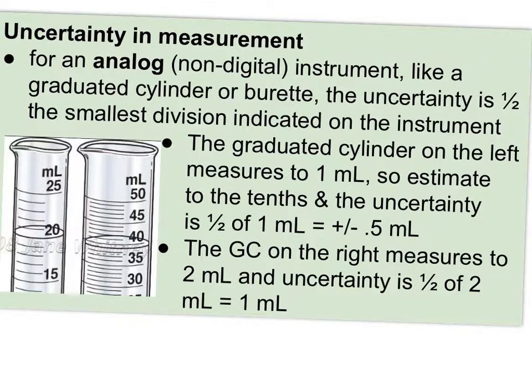For an analog or non-digital instrument like a graduated cylinder or buret, the uncertainty is 1/2 the smallest division indicated on the instrument. On the left, you'll notice that my graduated cylinder is marked to the nearest 1 milliliter, so I could estimate to the tenths place, and my uncertainty would be 1/2 of that 1 milliliter, or plus or minus 0.5. The graduated cylinder on the right measures to 2 milliliters, so now my uncertainty is 1/2 of the 2 milliliters, or plus or minus 1 milliliter.